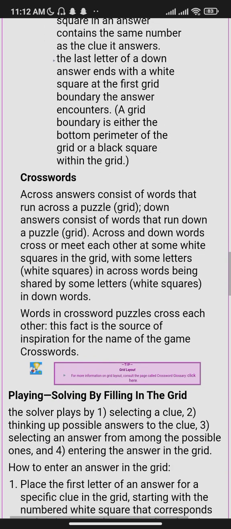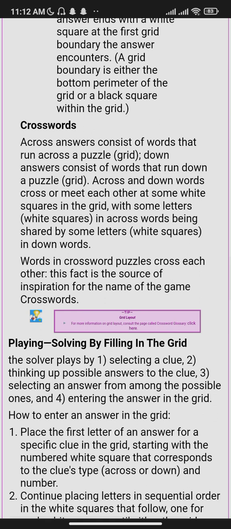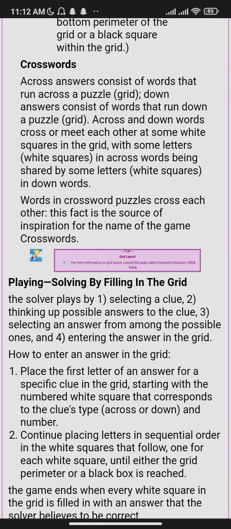Crossword: across answers consist of the words that run across a puzzle. Down answers consist of the words that run down a puzzle. Across and down words cross or meet each other at some white squares in the grid, with some letters, white squares, and crossword being shared by letters in across and down words. Words in crossword puzzles cross each other. This fact is a source of inspiration for the name of the game, crossword.